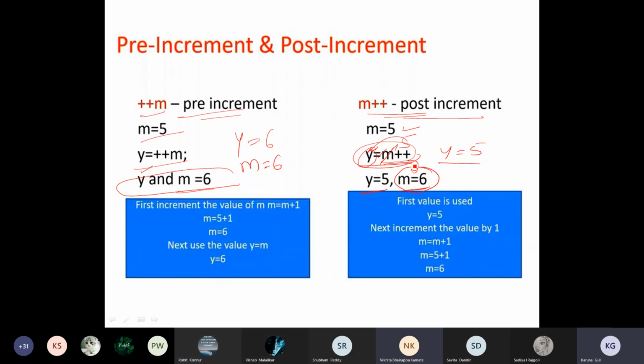Okay, this is all about pre-increment and post-increment. Please remember, this must be carried out on a single operand. You cannot use two operands, something like a plus b. So a pre-incrementer, post-incrementer, pre-decrementer, post-decrementer must be used on a single operand. These are called unary operators. You are working on single operands.